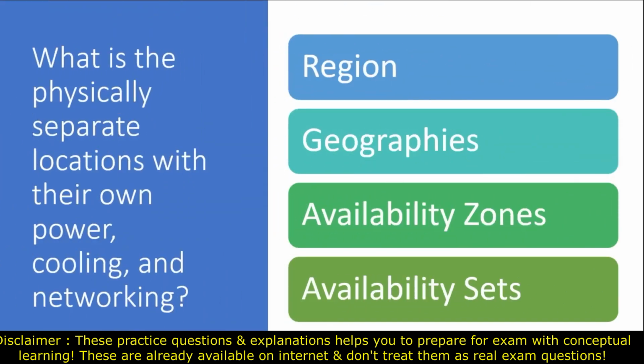Let's talk about this question. They are asking what are the physically separate locations with their own power, cooling, and networking in Azure? The options we have are region, geographies, availability zones, and availability set. As we already discussed, availability zones are the physically separate locations with their own power, cooling, and networking in Azure. So for this question, our answer will be availability zone.